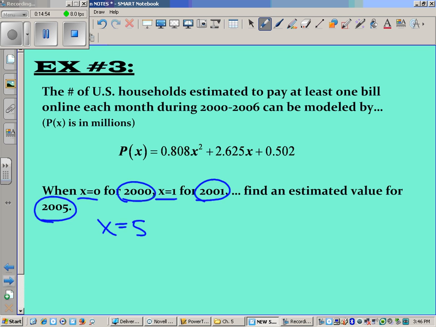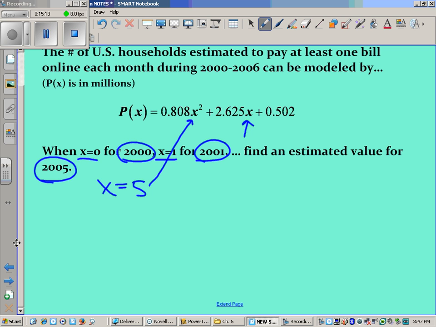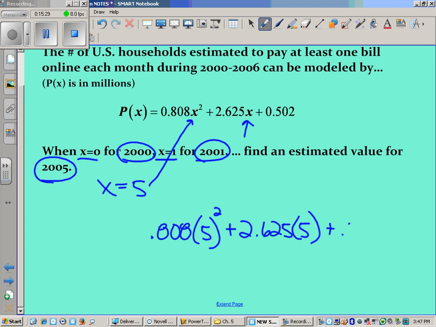So what does that mean? X equals 5, right? Because it's 5 years away from the beginning. If 0 is 2000, 1 is 2001, 2 is 2002, 3 is 2003, 4 is 2004, 5 is 2005, x equals 5. So then how would I figure out how many people paid a bill online in 2005 and x equals 5? I just plug it in, right? So I'm going to find how many people estimated to pay a bill online in 2005 by plugging in a 5.